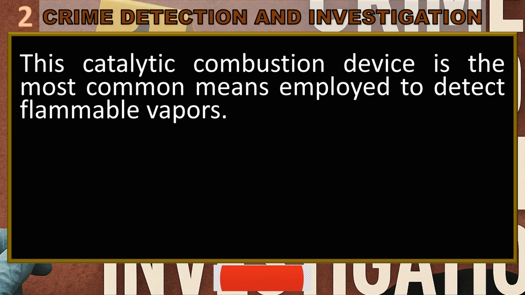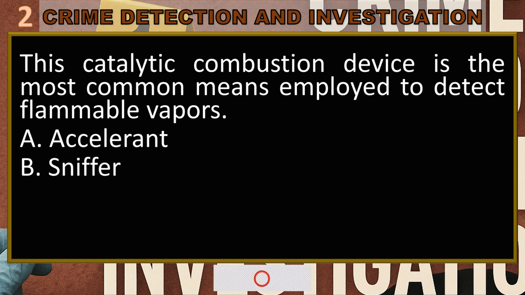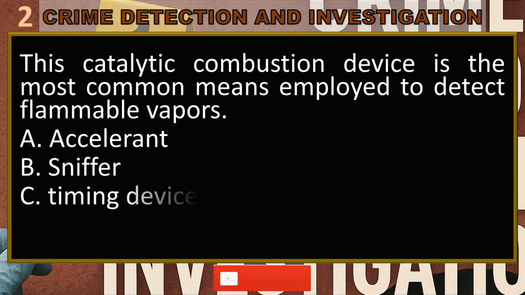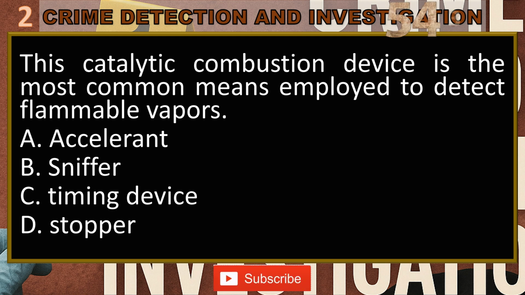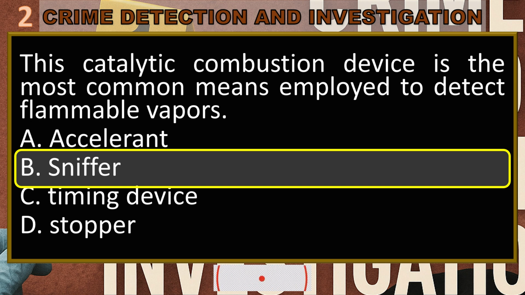This catalytic combustion device is the most common means employed to detect flammable vapors. A. Accelerant. B. Sniffer. C. Timing device. D. Stopper. In the next 5 seconds, select the best response from the available options. 5, 4, 3, 2, 1. Correct answer, B. Sniffer.